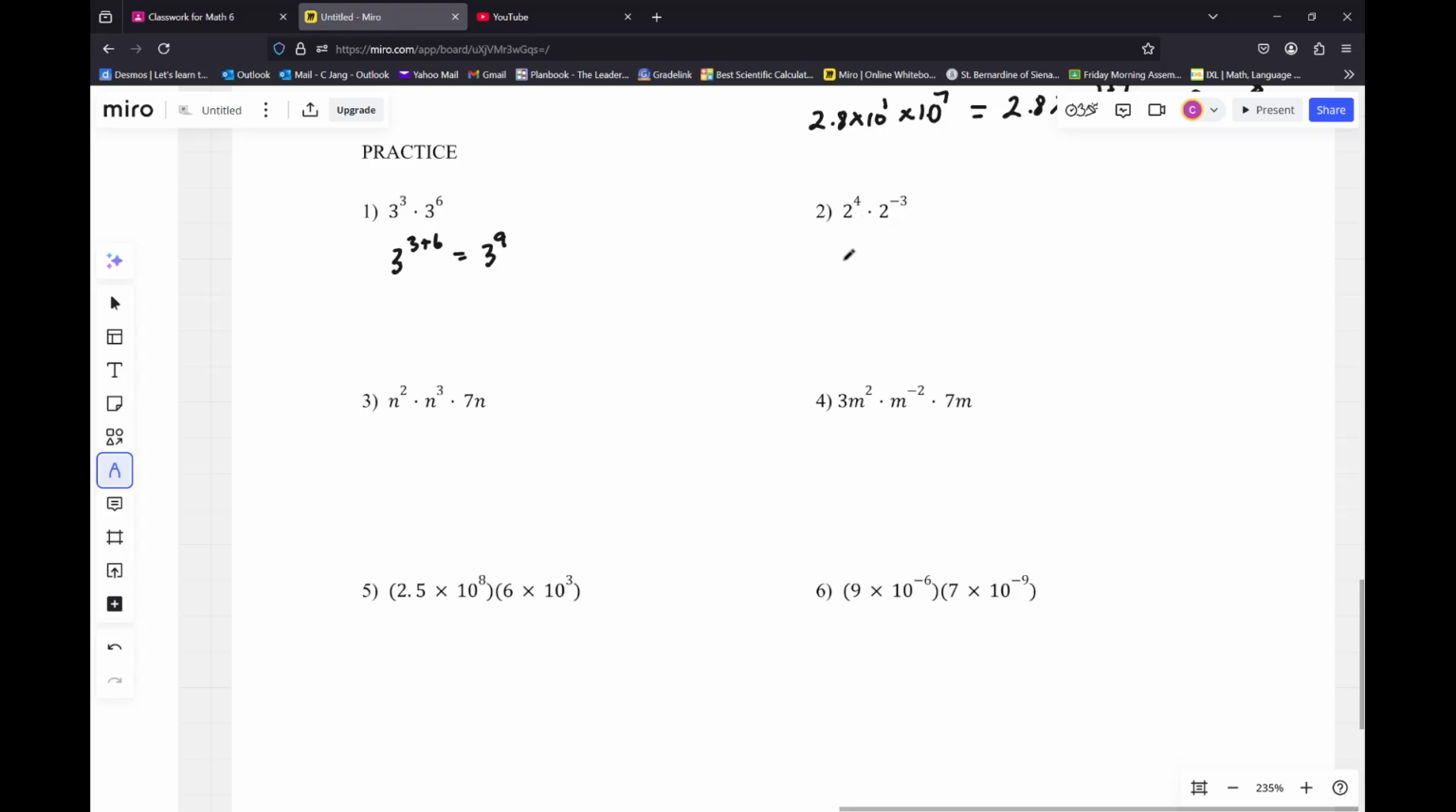Okay? This is going to be 2 to the 4th times 2 to the negative third, 4 plus a negative 3. We're going to add the exponents. Remember, this is going to be 2 to the first, which is actually just 2.